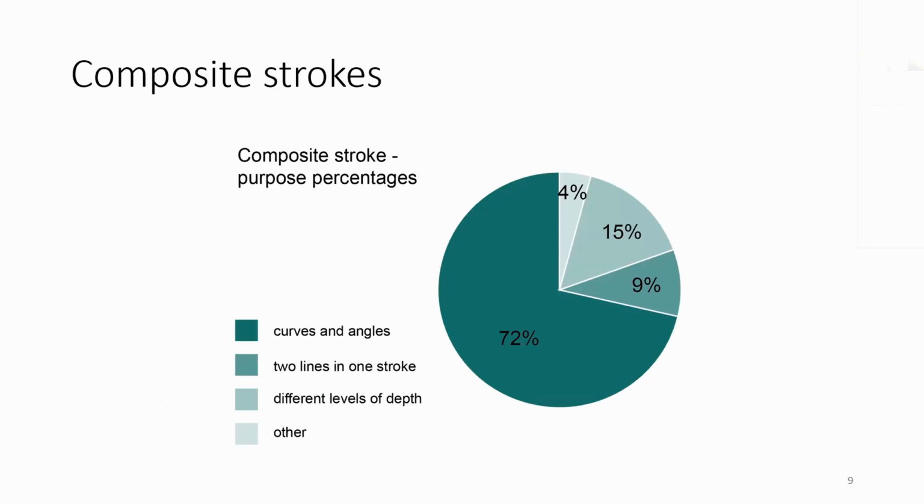And now we move on to the really interesting one, the composite strokes. And here we have, again, to distinguish between different purposes. The majority of them, so 72%, are used to render curves and angles, and then 9% to render two lines that are in the base shape of the sign divided or rendered in one movement. So it's a way of abbreviating or simplifying the sign. These are 9%, and then 15% to render different levels of depth within one line without changing the direction. And finally, 4%, which is other, meaning that with those examples, it's not very clear if it was used deliberately or just accidentally.